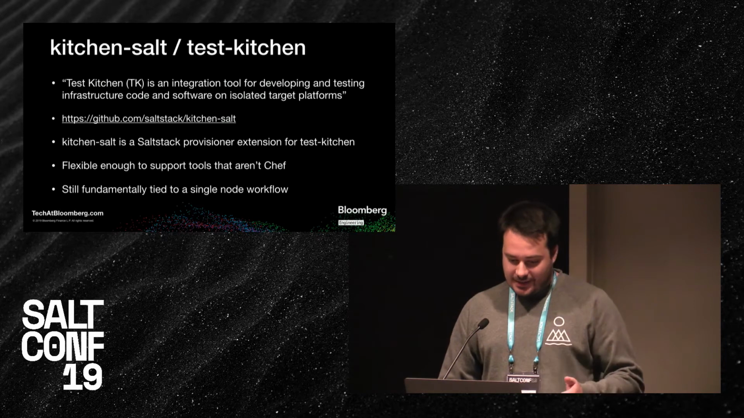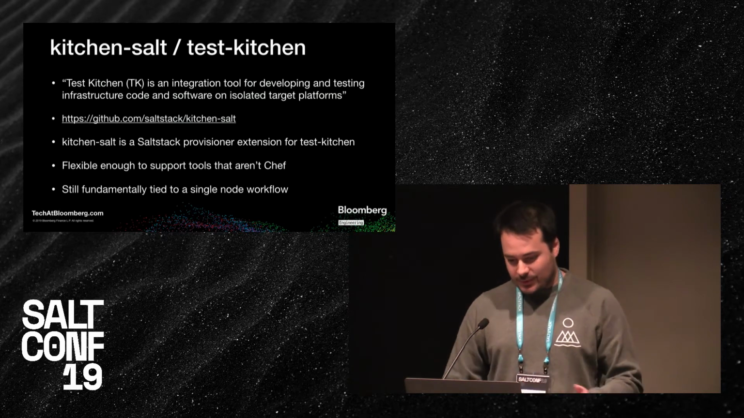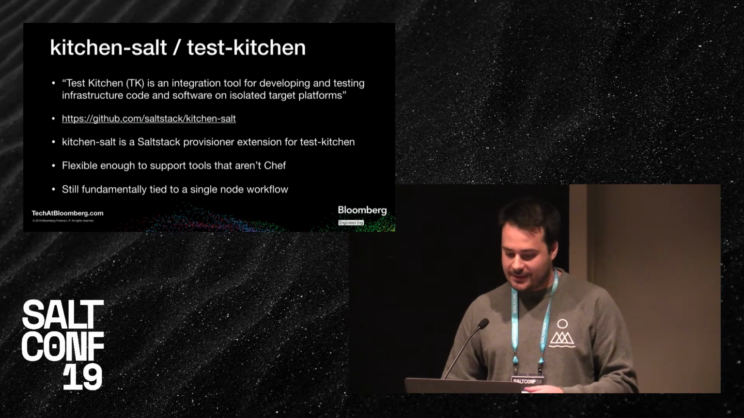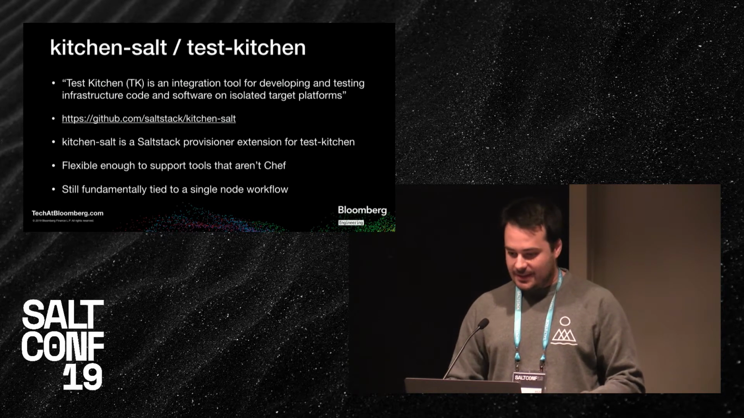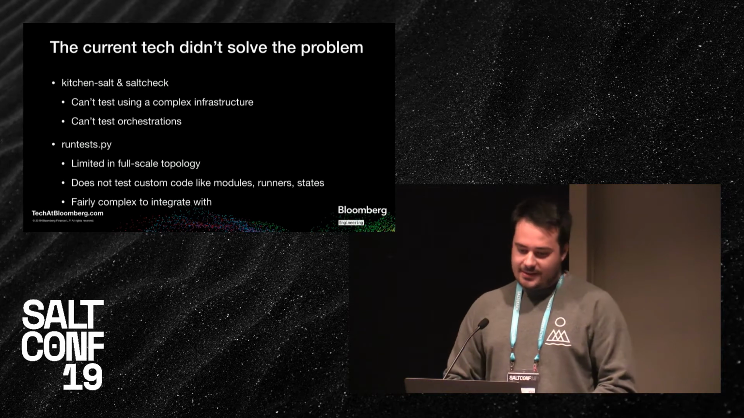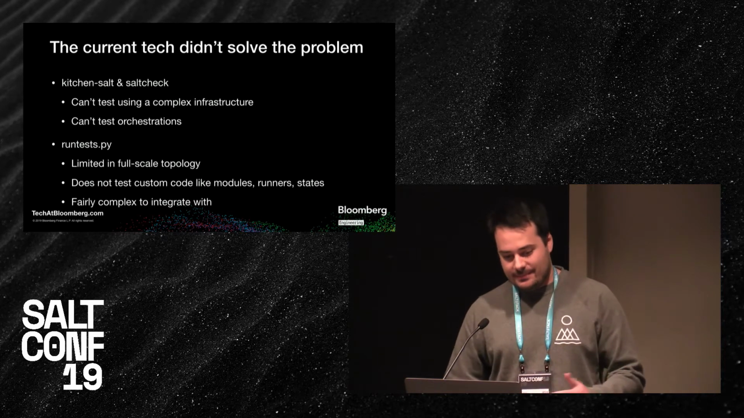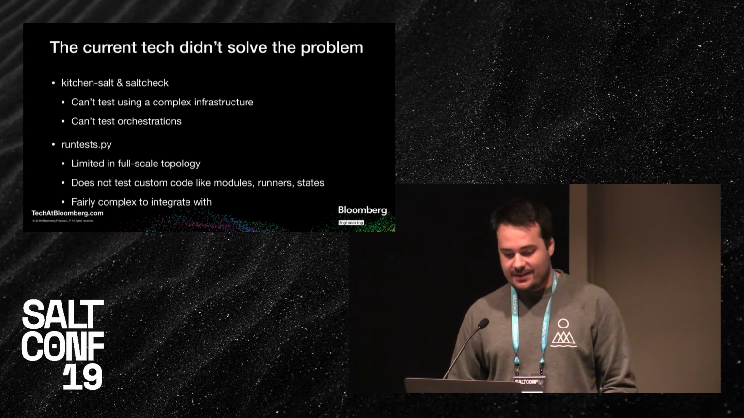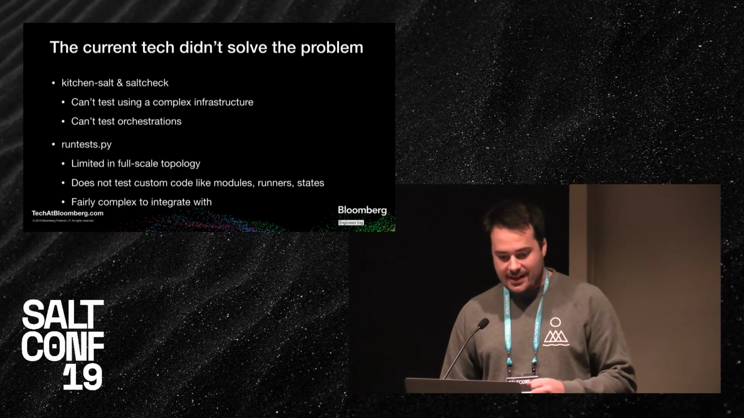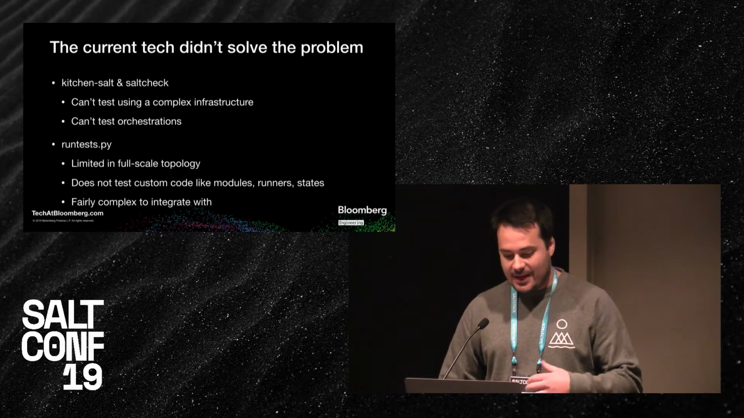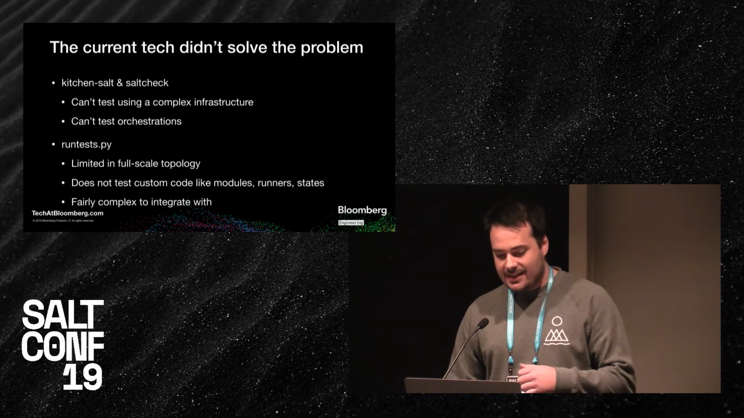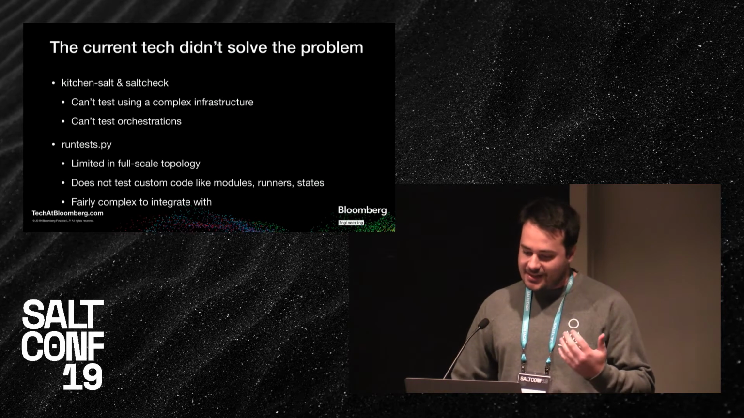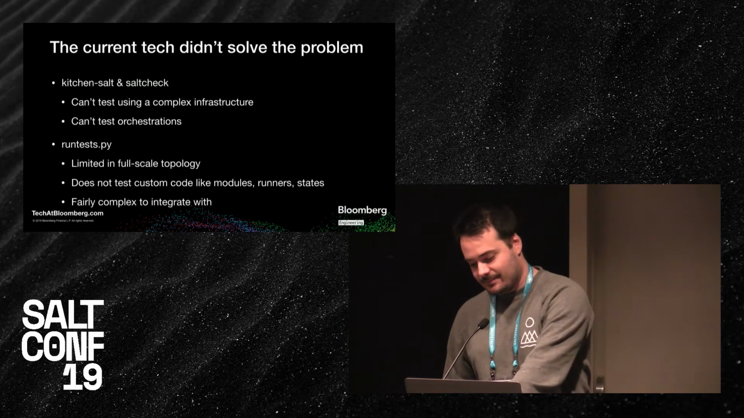So luckily, Test Kitchen was flexible enough to support tools that aren't specifically Chef, but unfortunately, it was still tied to a single node kind of workflow. So that didn't really fit the bill either. So the current tech didn't really solve the problem. Kitchen Salt and SaltStack can't test using complex infrastructure, doesn't let us test orchestrations. Run-test.py is kind of limited in how you can work with it with other technologies. Doesn't easily let you test your own modules, runners, states, etc. And it's fairly complex to integrate with.